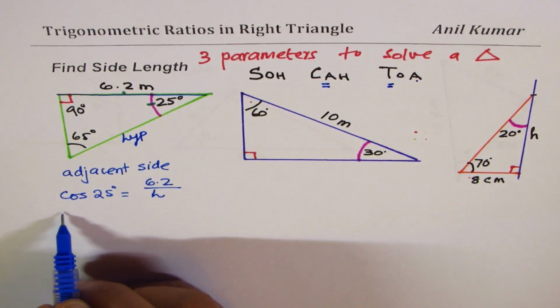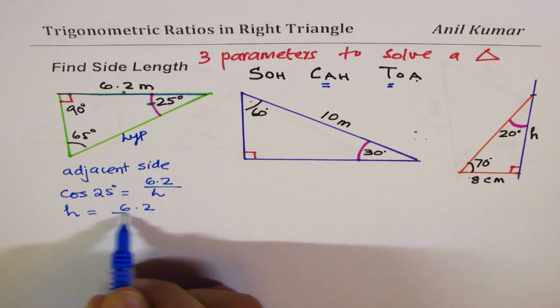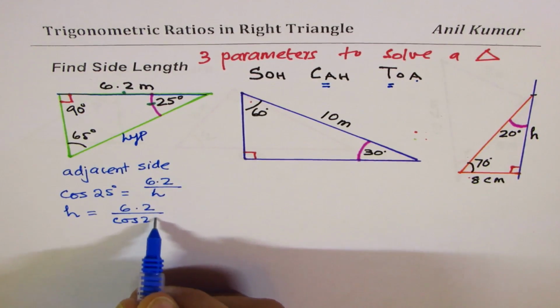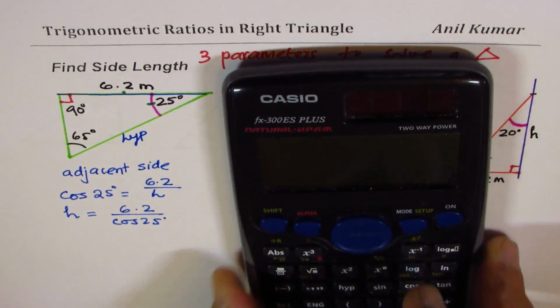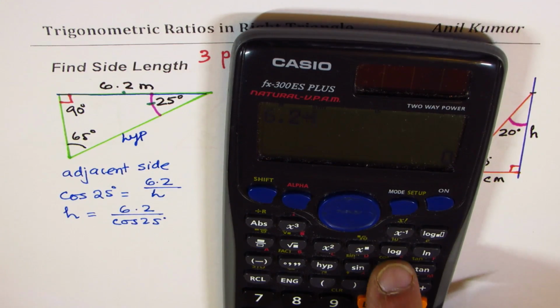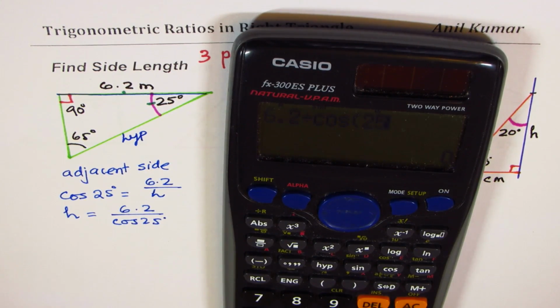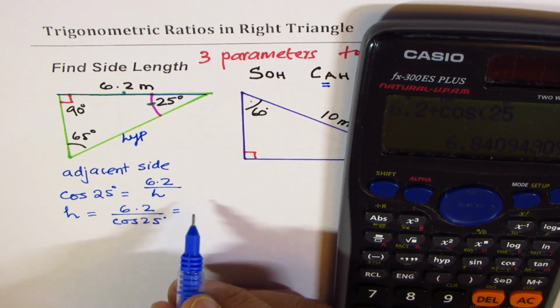Now it's simple. I can find the hypotenuse as the ratio of 6.2 and cos of 25 degrees. Do you get the idea, right? Since cos is always less than 1, we are going to get a value which is more than 6.2. So that is another way of looking into how we should do it. Should we multiply or divide? Should we multiply or divide, right? That's always a question.